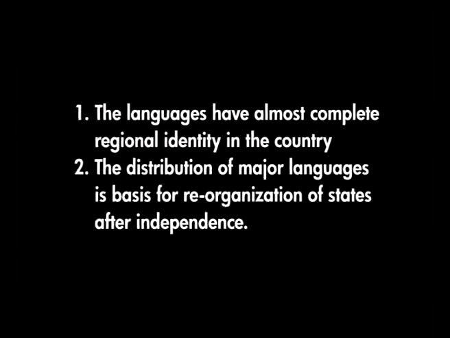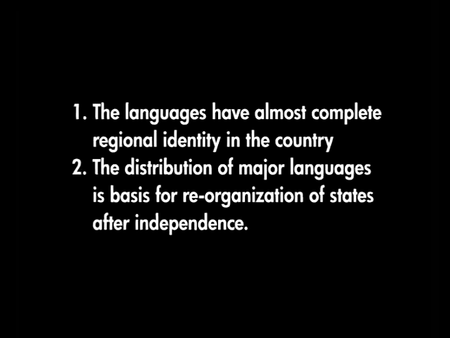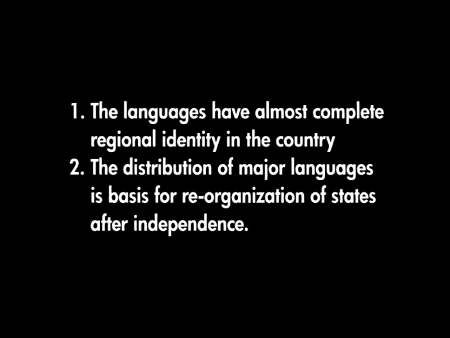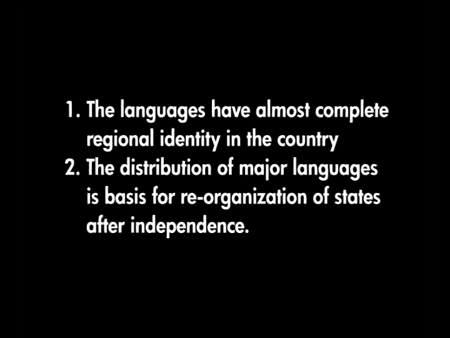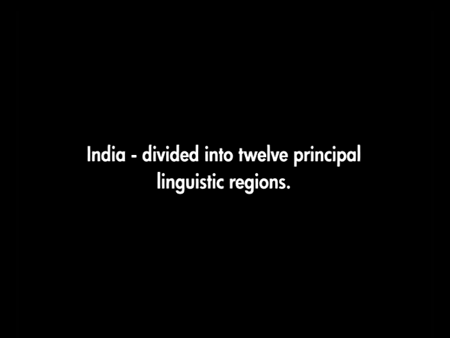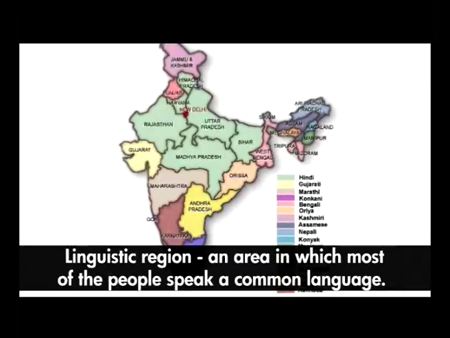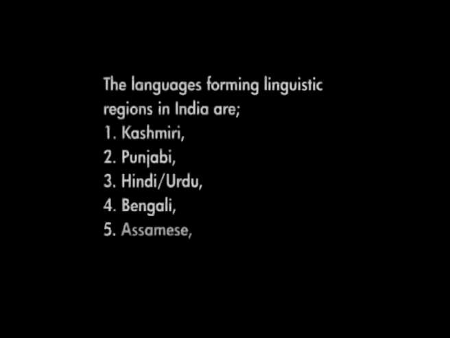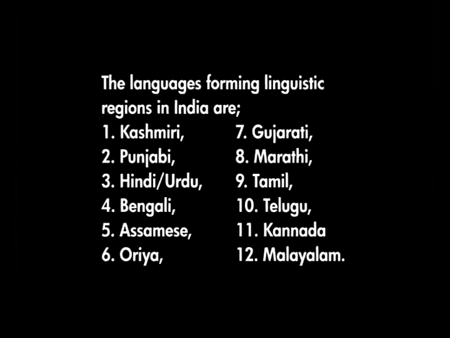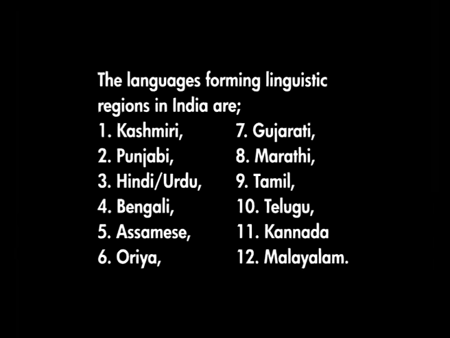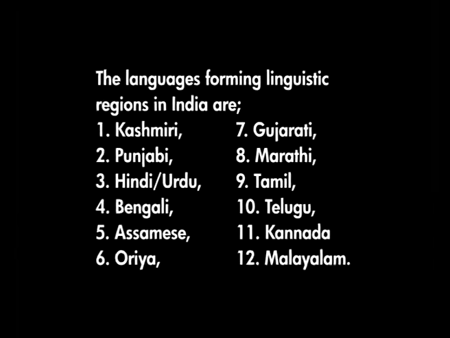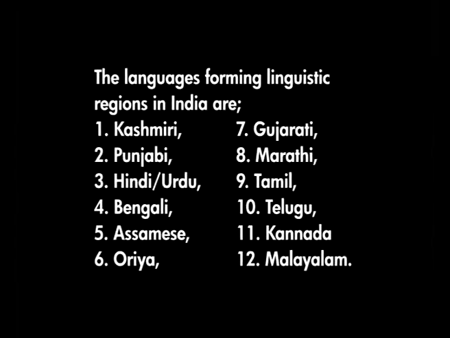Also, languages have an almost inseparable identity with religion in the country, and the distribution of major languages was considered as a basis for the reorganization of states after independence. On the basis of numerical strength, India can be divided into 12 principal linguistic regions. A linguistic region is an area in which most of the people speak a common language. The languages forming linguistic regions in India are Kashmiri, Punjabi, Hindi, Urdu, Bengali, Assamese, Oriya, Gujarati, Marathi, Tamil, Telugu, Kannada and Malayalam.